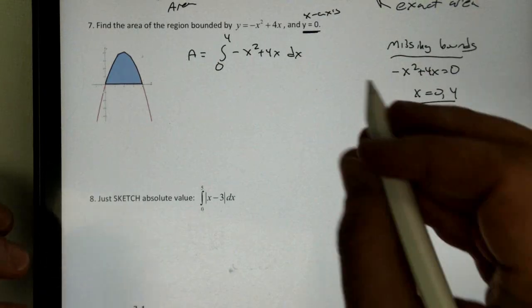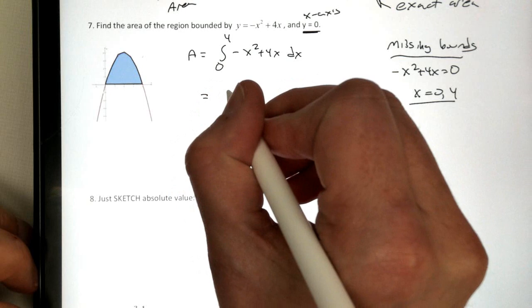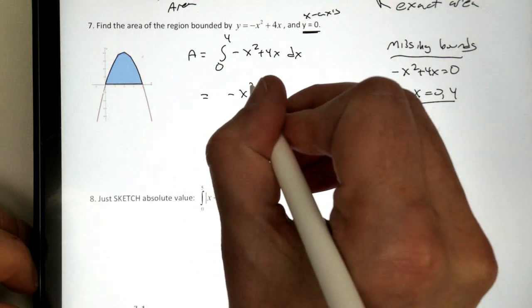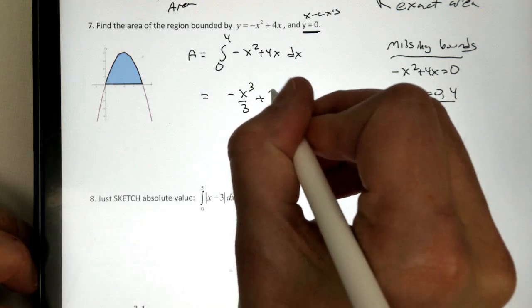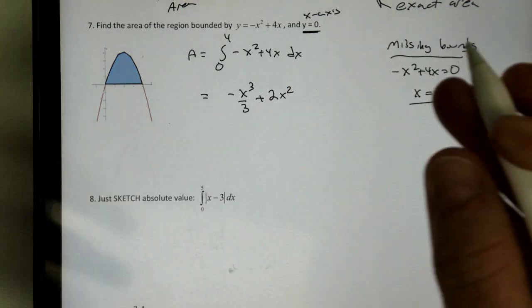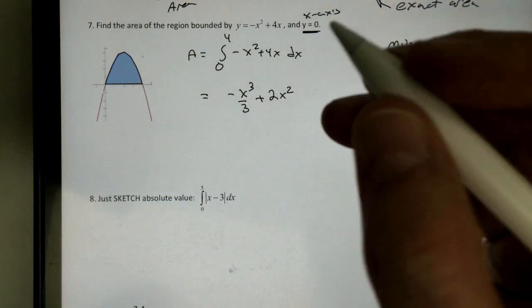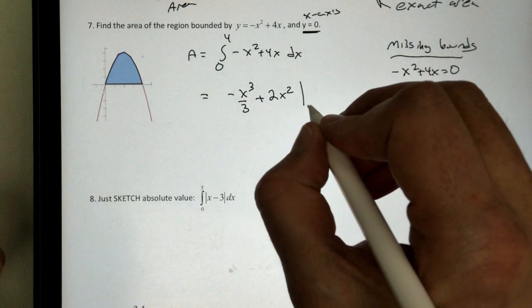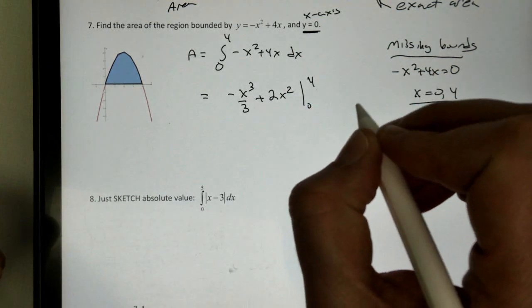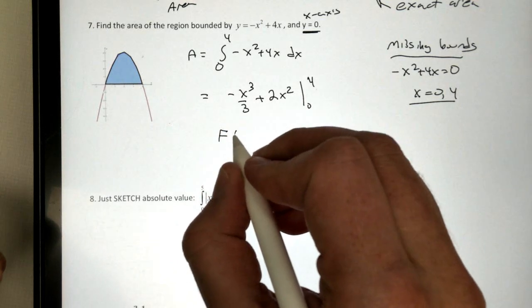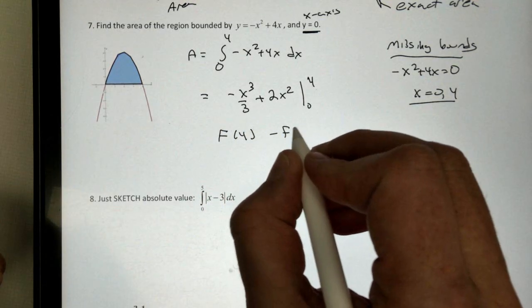All right, so when we integrate this, now, we're going to get negative x cubed over 3 plus 2x squared. Again, we don't need to put the plus c here. This is a definite integral. So definite integrals, we say we don't put the plus c. We evaluate that from 0 to 4. Using our FTC, f of 4 minus f of 0.